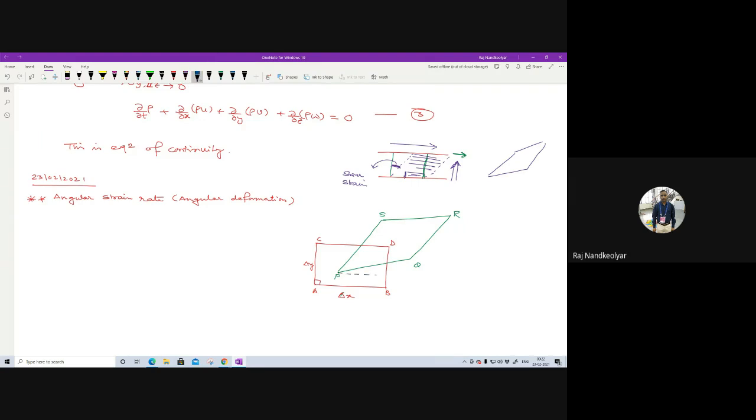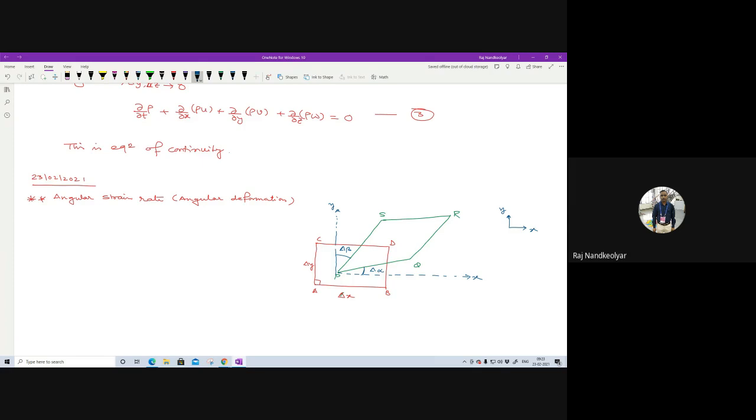This is your x-axis, and this is your y-axis. So this is the situation. This is x, this is y. Let us call this angle delta alpha, and this angle delta beta.